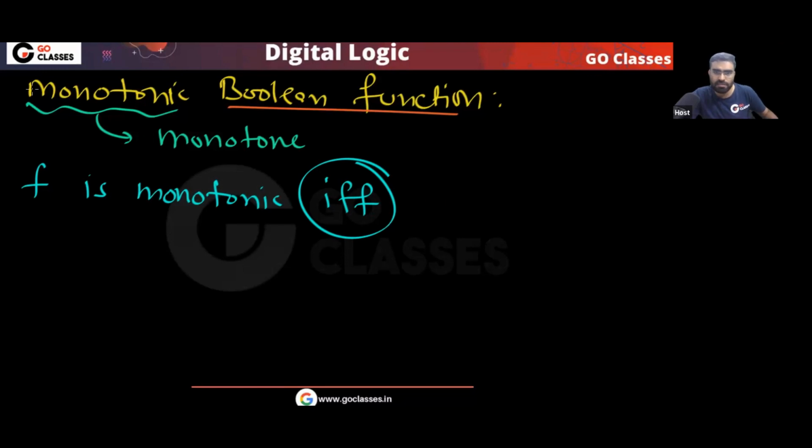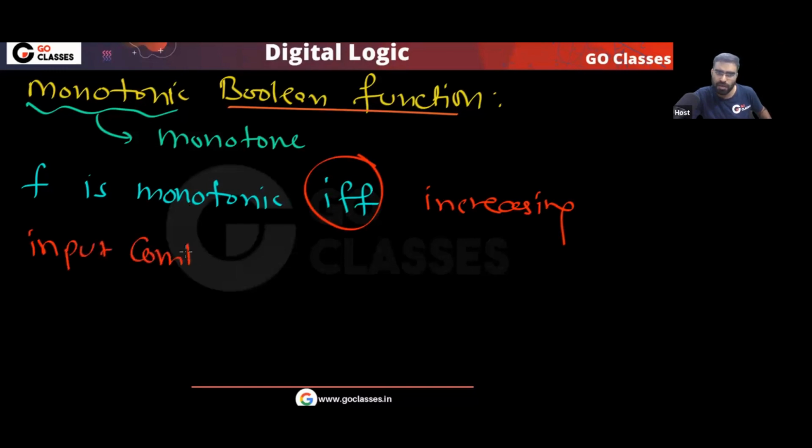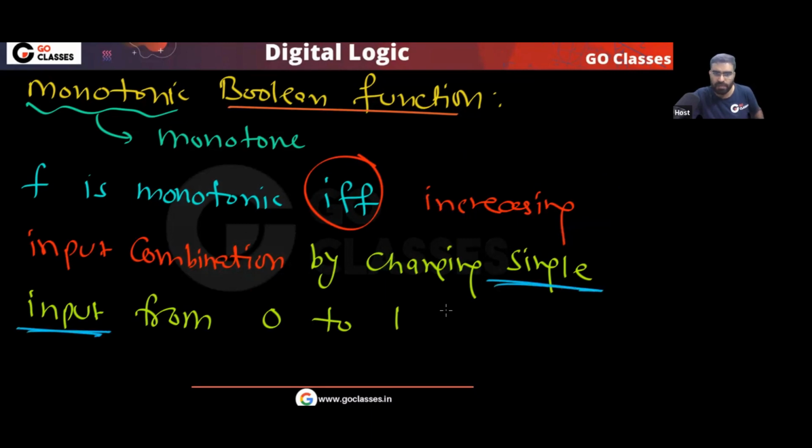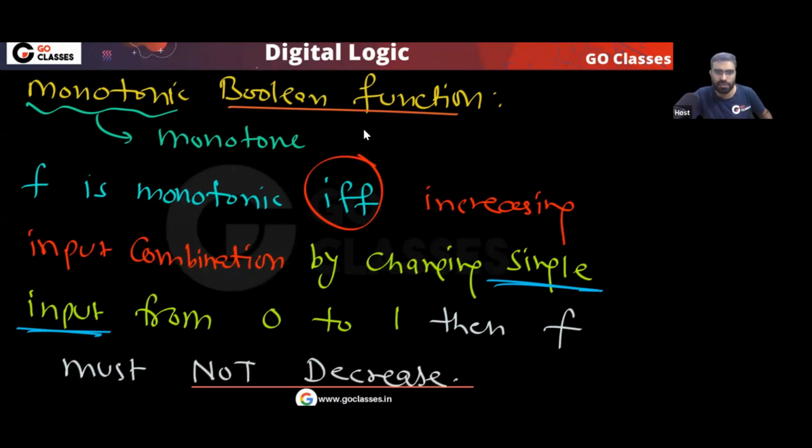if we are increasing the input combination by changing a single input from 0 to 1, this is very important, then the function value should not decrease. The function must not decrease. This is the definition. Is this clear? Please tell me. Very simple. This is the definition. Yes or no? Now let's see some questions.